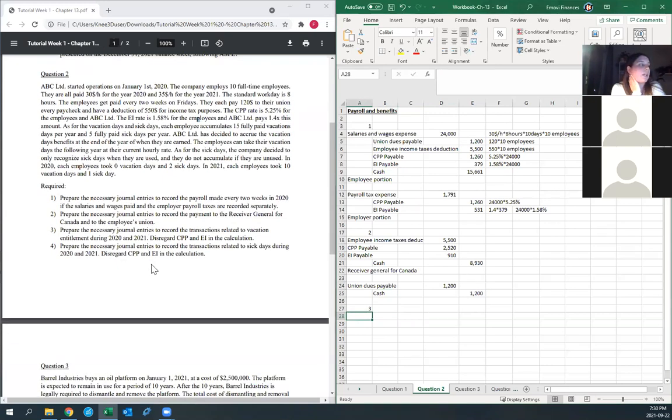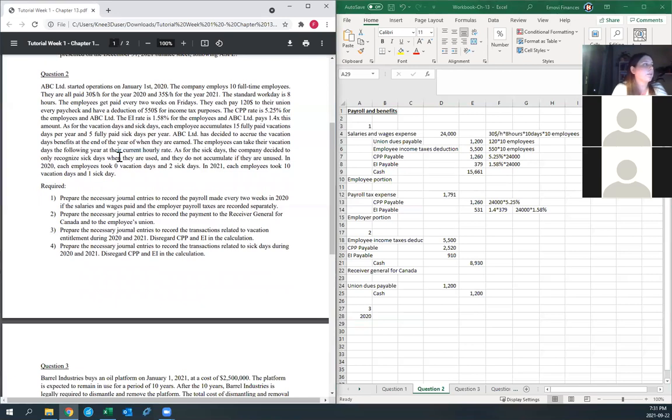Prepare the necessary journal entries to record the transactions related to vacation entitlement during 2020 and 2021. This regards CPP and EI in the calculation. So for 2020, we go back in our text here. They said that as for the vacation days and sick days, each employee accumulates 15 fully paid vacation days per year and 5 fully paid sick days per year. ABC has decided to accrue the vacation days benefit at the end of the year of 1 year earned. The employees can take their vacation days the following year at their current hourly rate.